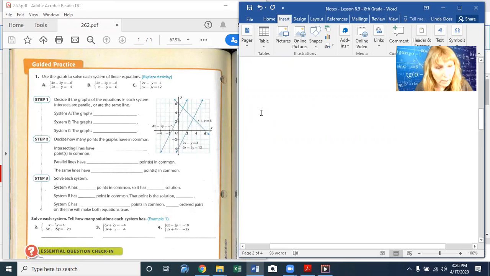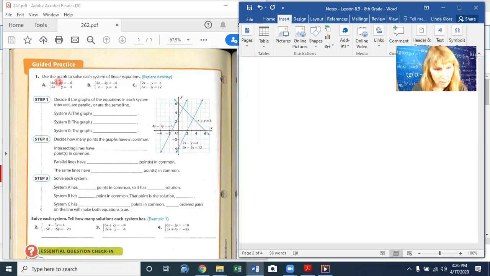Okay, use the graph. This is number 1. Use the graph to solve each system of linear equations. So we have 3 systems. We have system A, system B, and system C. What we have to do is decide if the graphs of the equations in each system intersect, are parallel, or are the same line. Basically, how many solutions do they have?